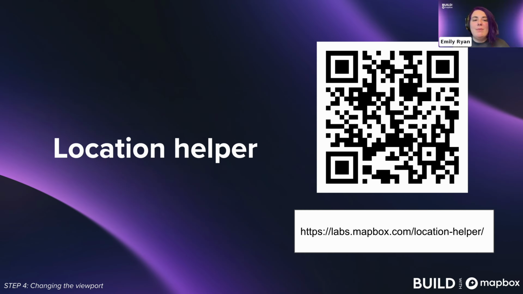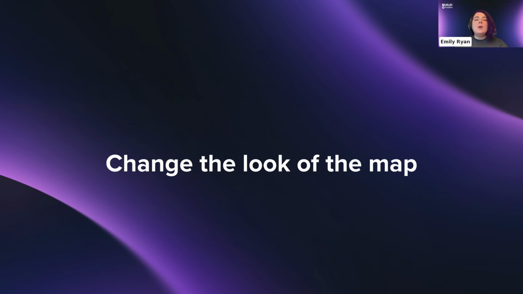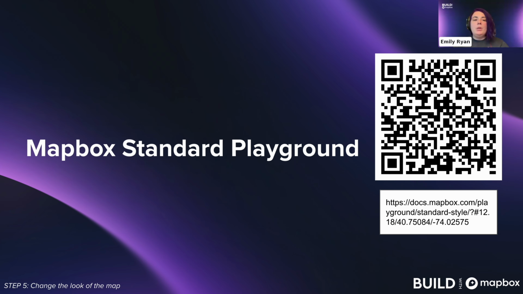All right, sweet. Now that we've covered Location Helper, let's go into changing the look of the map itself for things like lighting presets and coloring themes. In order to do that, another tool that we have is our Mapbox Standard Playground. Very similar to Location Helper, instead of going in and manually changing everything, you can use our Standard Playground to figure out what kind of look you want and then go in and change the code. So again, here's the QR code and the link. But let's go switch over to that and I'll showcase that live.